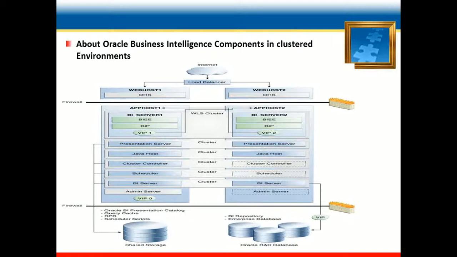In the data tier, shared external storage is configured to store the BI presentation catalog. So it can be shared with the help of an external store, and in the diagram we can see the shared store for the catalog, for the global cache, for the repository, and for the BI scheduler script data. Here we can check the clusters and the Oracle BI components in a cluster environment.